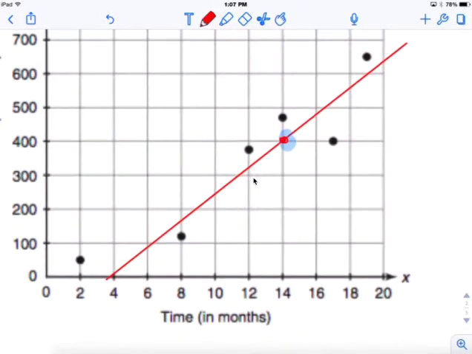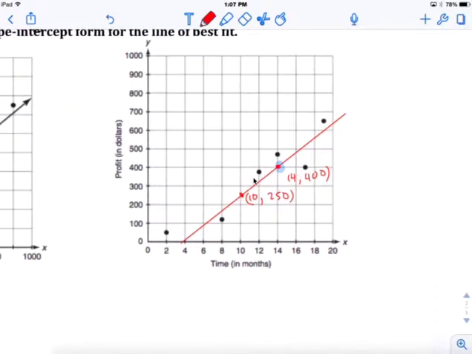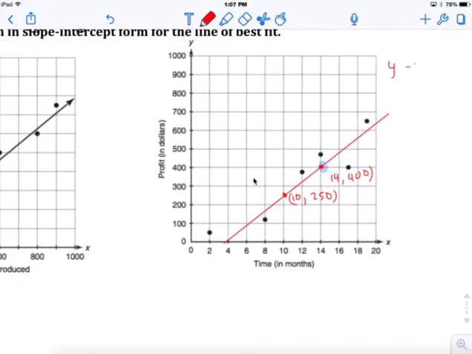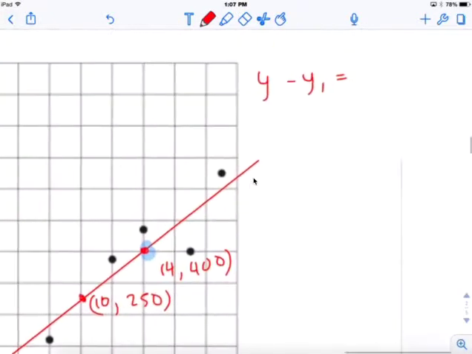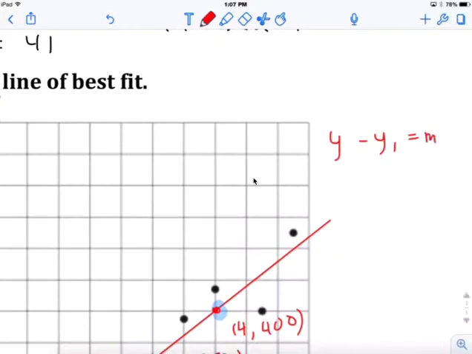That's 14 and 400. Another number I have to estimate. Let's say 10 and right here, 10 and 250. Okay, I can use those. Those are easy numbers, right? Okay, I need to write a linear equation in slope-intercept form. That means I have to use y minus y1 equals m parentheses x minus x1.